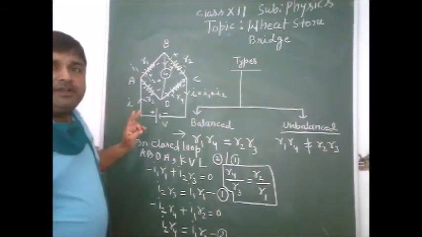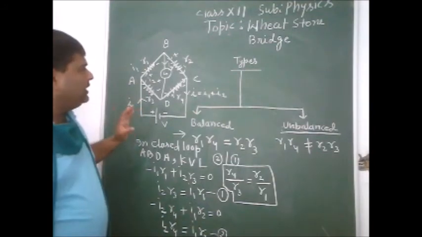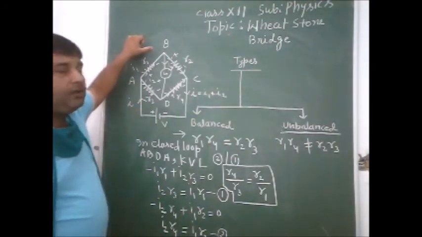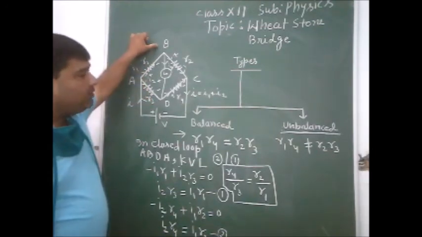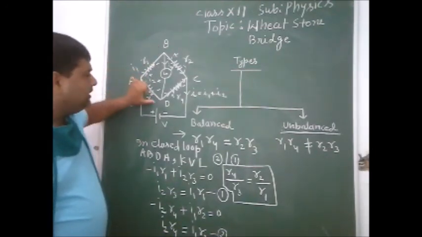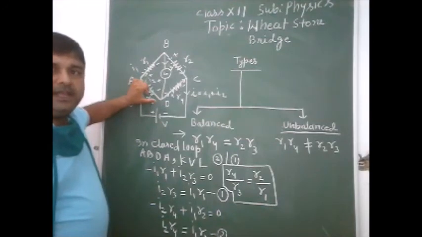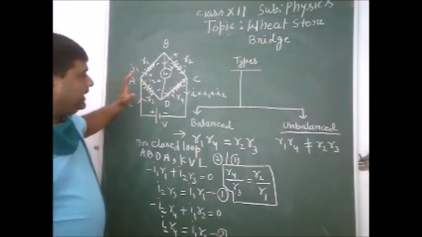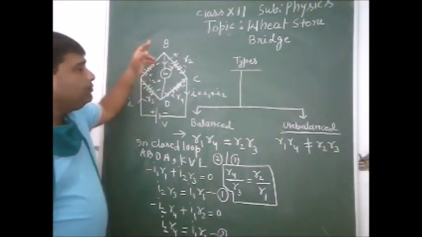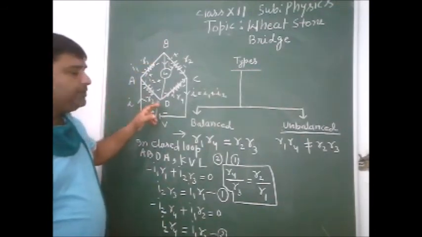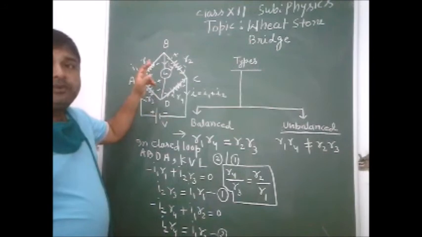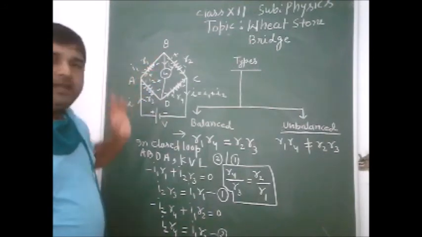Now two possibilities may arise. First, current may go from B to D. In that case, potential of B is greater than potential of D. Or current can go from D to B. This is the case when potential of D is greater than potential of B.